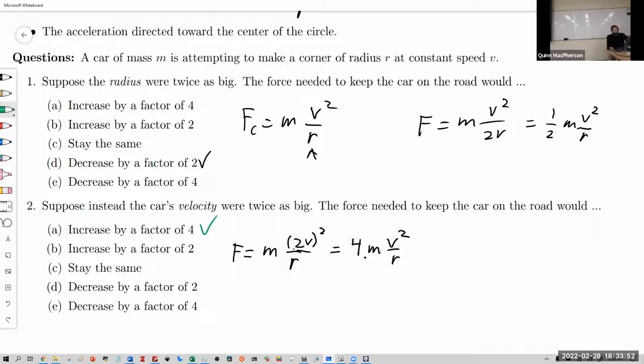So if you're going around a corner faster, you need a lot more force to keep you on the corner. This is why when somebody slides off a corner into the ditch, we assume one of two things. The corner was too sharp, but mostly they were going too fast. Because going too fast is what really matters. It's in there twice. If you're going twice as fast, you need 4 times the force to keep you on the circle.